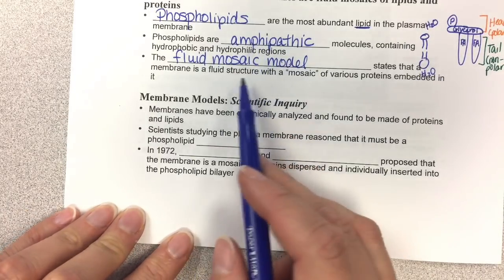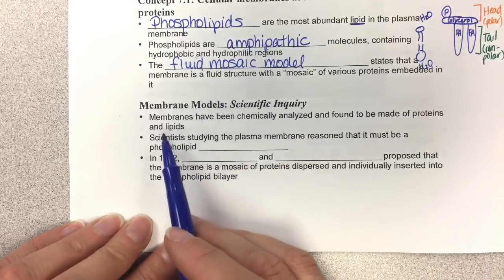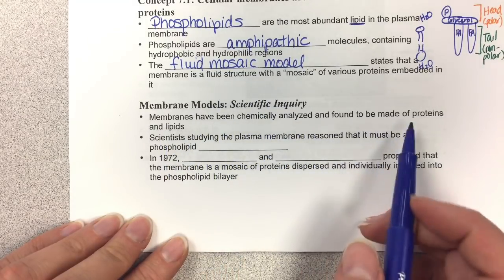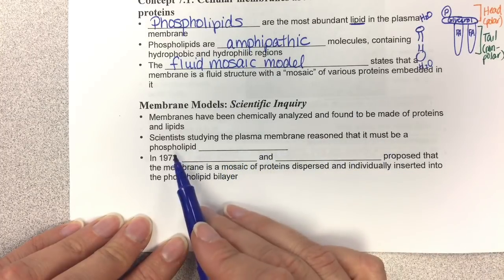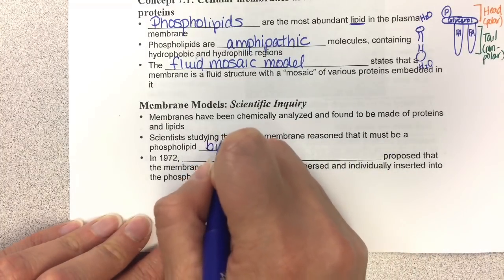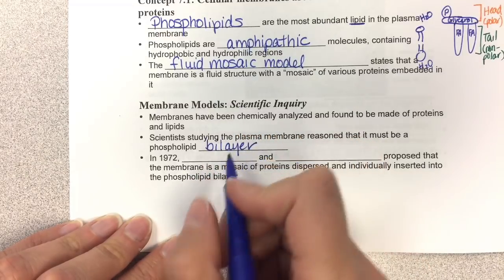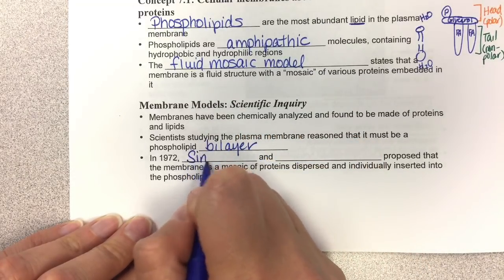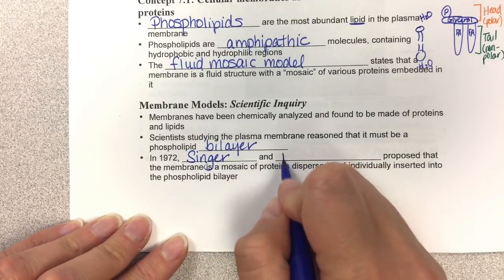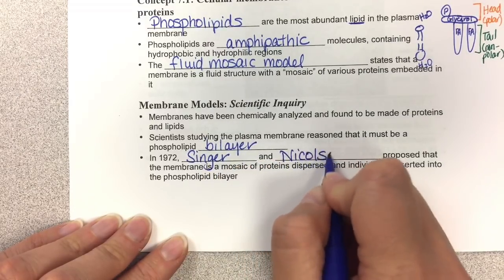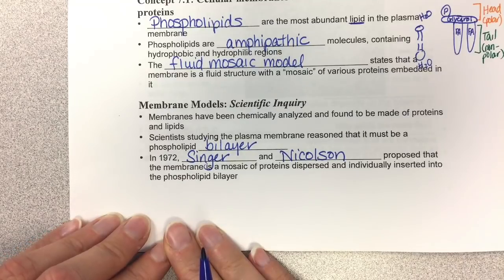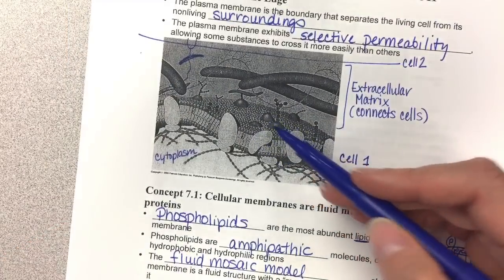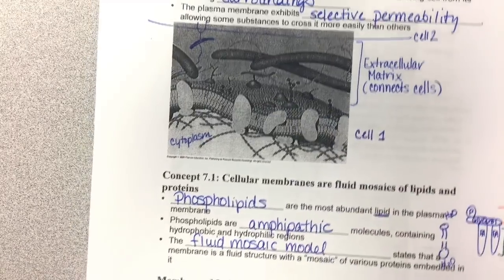So let's look more directly at this fluid mosaic model. Membranes have been chemically analyzed and found to be made up of proteins and lipids. Scientists studying the plasma membrane reasoned that it must be a phospholipid bilayer. We just talked about that. In 1972, two scientists, Singer and Nicholson, proposed that the membrane is a mosaic of proteins dispersed and individually inserted into the phospholipid bilayer. You can see that they're dispersed around here, sticking out of that phospholipid bilayer.